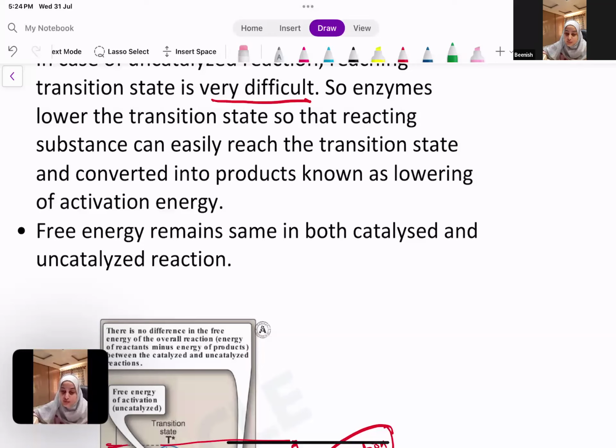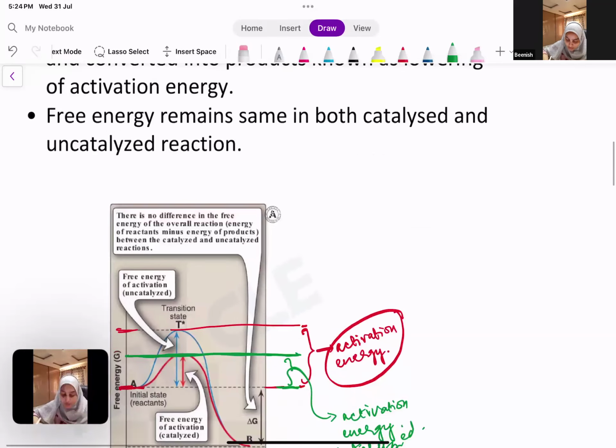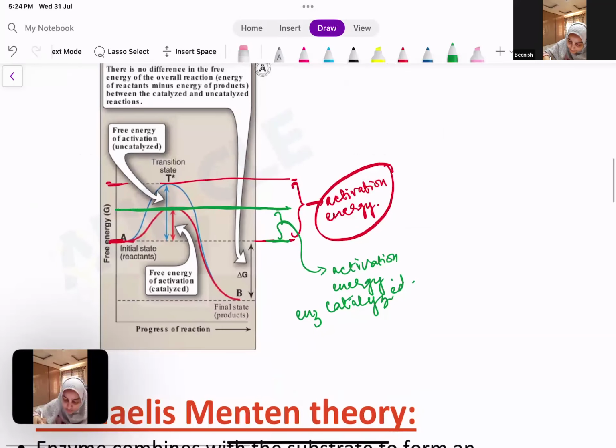Enzymes only change the rate at which the equilibrium is achieved, but they do not change the equilibrium state. You can see this was the initial state of the reactants. This was the final state of the reactants, that is products. And this is the free energy of the reaction. The free energy of the reaction is the same in both catalyzed and uncatalyzed reactions.